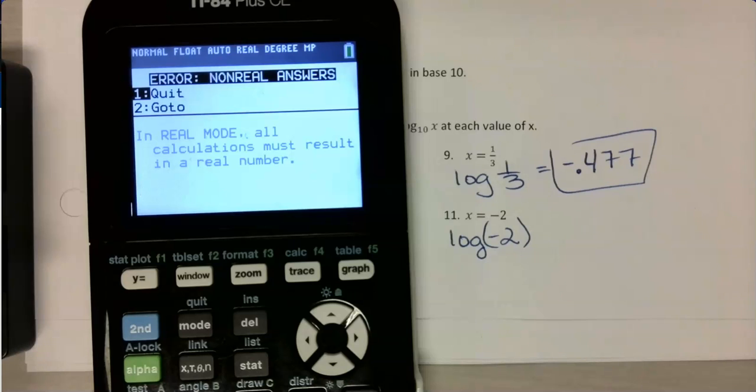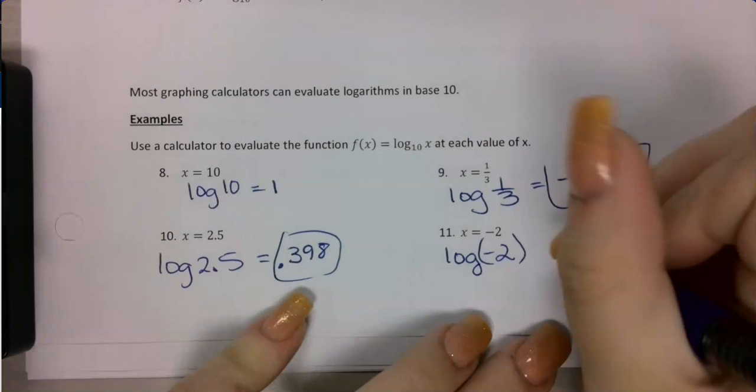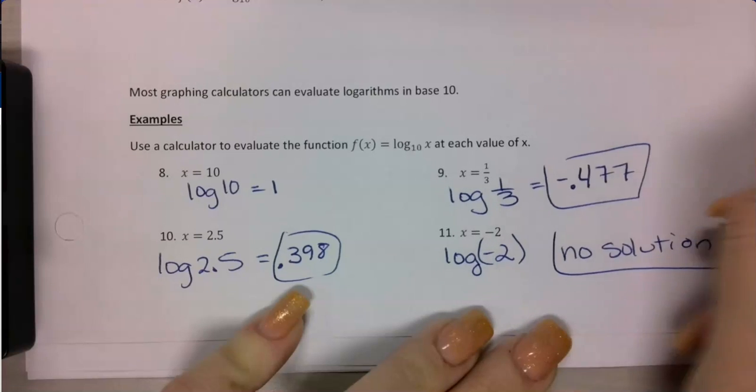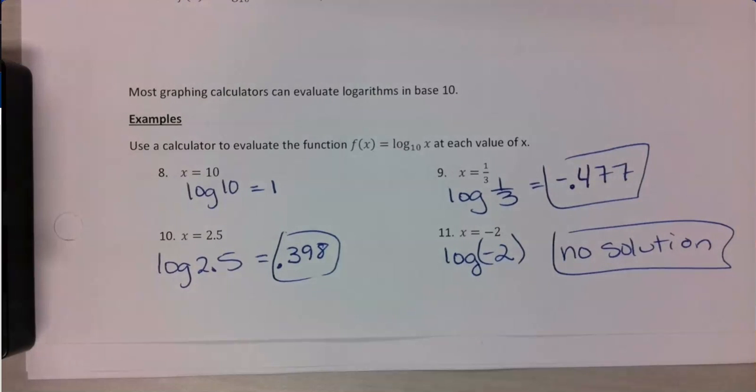So what do you think I do when it gives me error? I do not give up. I can't do it by hand. What do I write on my paper? No, I heard it. No solution. Yes. Unless I'm plugging into something like log of x plus 2, it's always going to be no solution when I'm plugging in a negative. So if it's anything that's just a regular x, no solution.